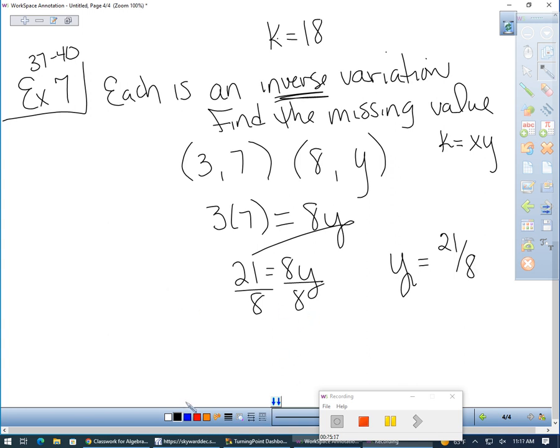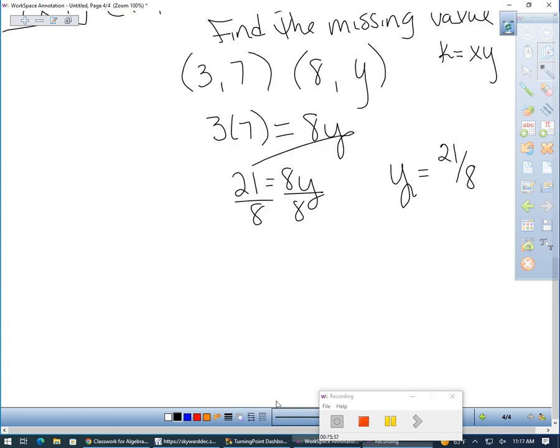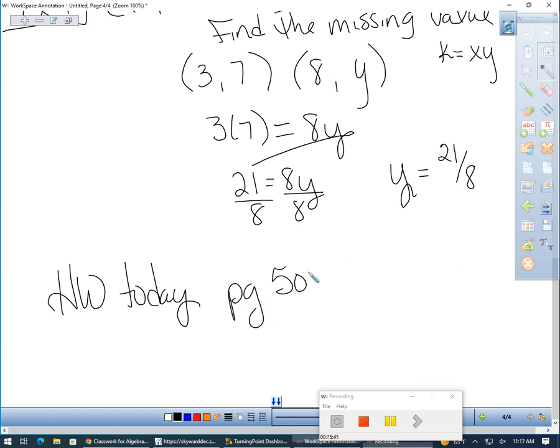Now, in the middle of this assignment, there are some word problems. All right? You got to read through them and figure out how to find your k. I know you can do it. Our homework today is page 503, numbers 6 through 40, even.